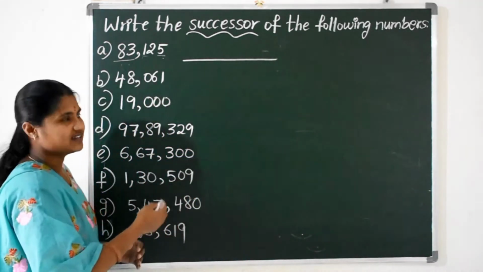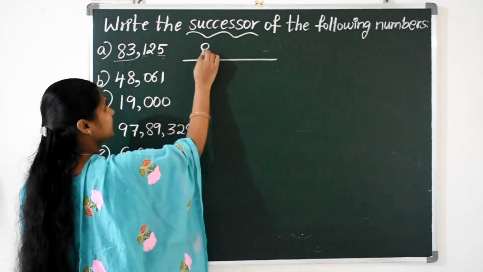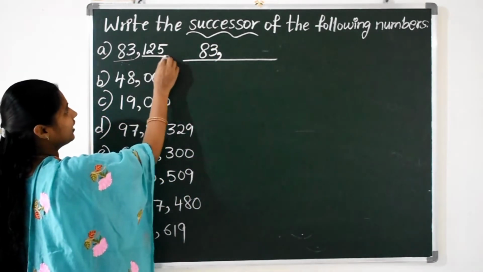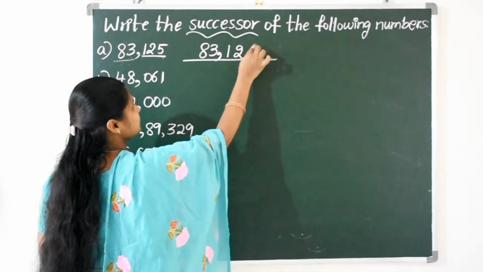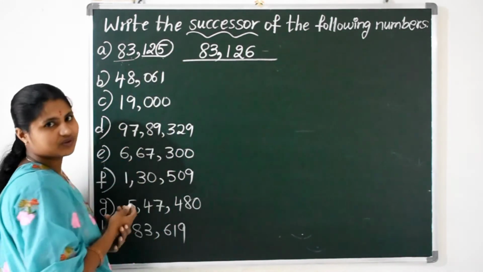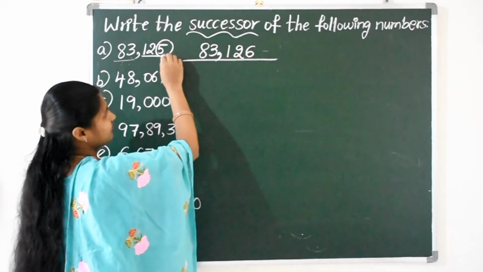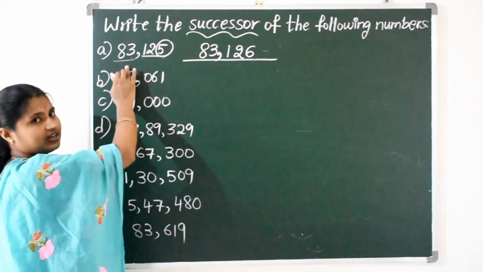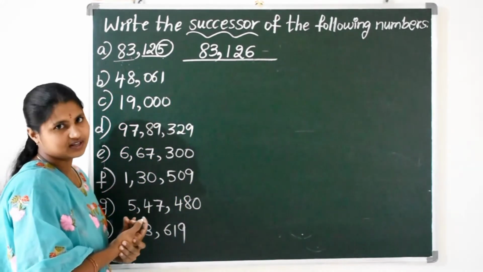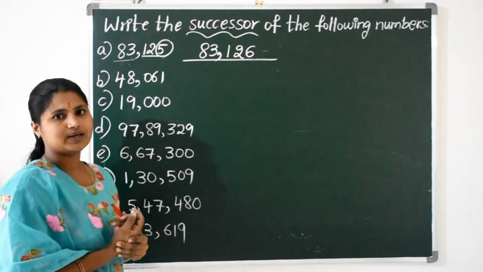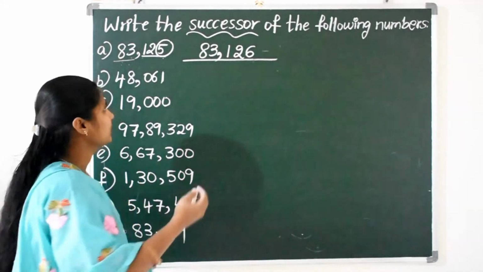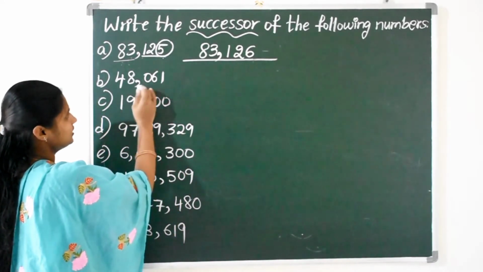Tell me. Yes, 83,126. Right? See the last digit, 6. 5 comes before 6, no? So the successor of 83,125 is 83,126. If you have any doubt, please add 1 to the given number, then we will get the successor. Okay, next see 48,061.